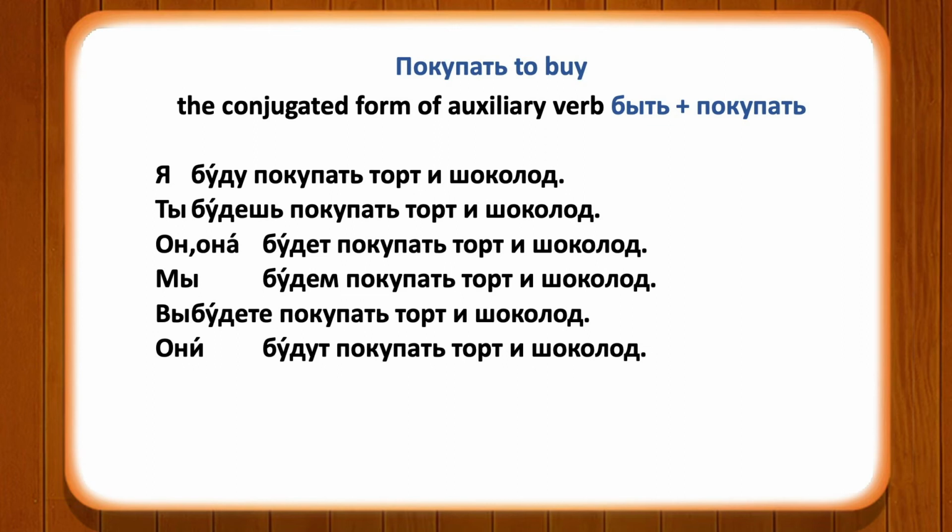You can replace the object торт и шоколад, cake and a chocolate, by anything. Я буду покупать книгу, я буду покупать газету, ты будешь покупать молоко, она будет покупать овощи. So you can make these sentences and use the verb покупать in future tense in the similar manner. Now let us practice with some examples.